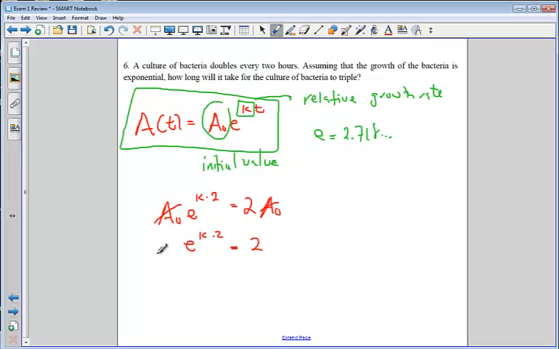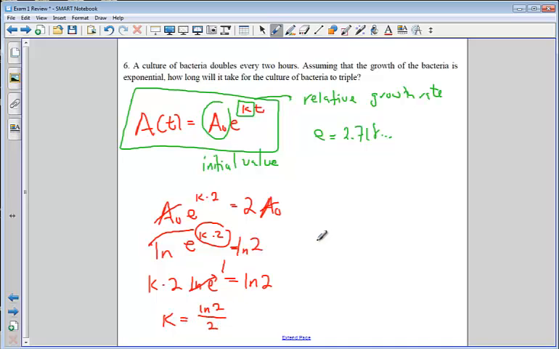I want to solve for k, so I'm going to ln both sides. Because ln is this function, this tool, that will bring down exponents. So I can bring down this exponent in front. So I have k times 2 ln of e is equal to ln of 2. And of course, ln of e is 1. And so I'm just going to get k to be equal to ln of 2 all divided by 2.